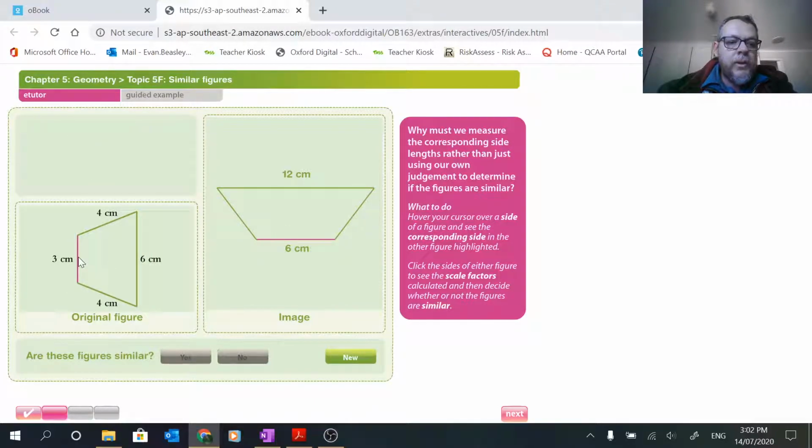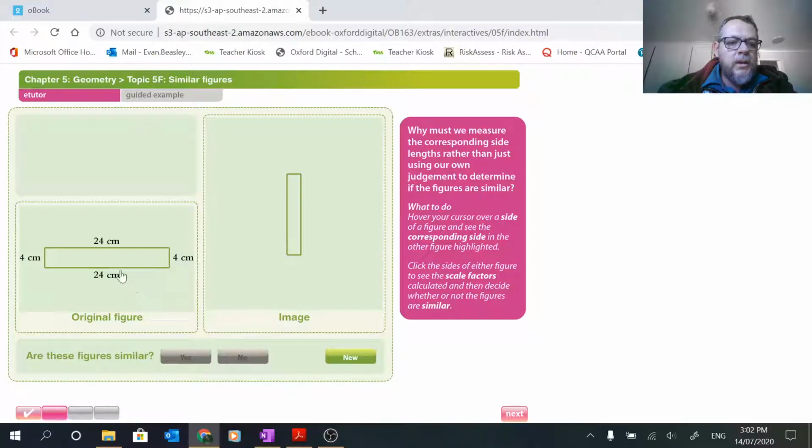You can see that the image is twice as big as the original. Let's have a look at this one. That's 6 centimeters. Yes, that makes sense that the image here, 6 centimeters, is twice as big as the original. So it's got a scale factor of 2. Now let's look at this one. The original has 4 centimeters, but the image has 5 centimeters. We've got a scale factor of 1.25. So no, those figures are not similar.